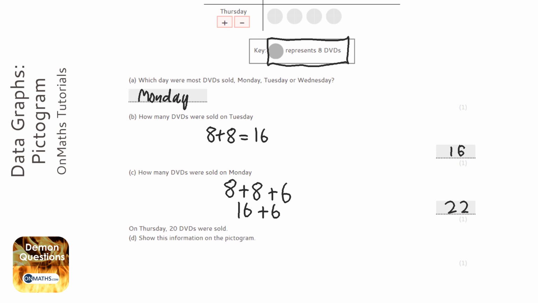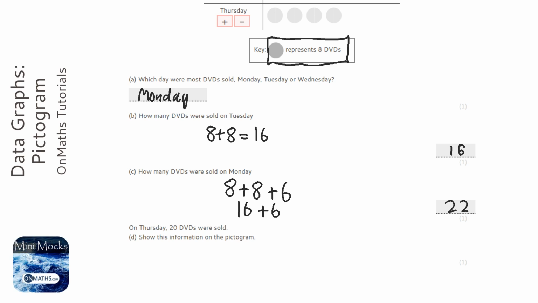Okay, let's have a look at the next question. On Thursday, 20 DVDs were sold. Show this information on a pictogram. So let's have a think how many circles that will be. So if I've put one circle down, that's 8. Well, we've still got enough left over. If I put another full circle down, that's 16. Now 16, let's try another one. Let's put another full circle down, and that gives us 24.